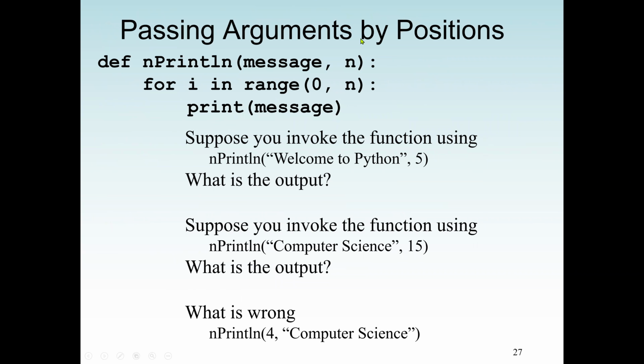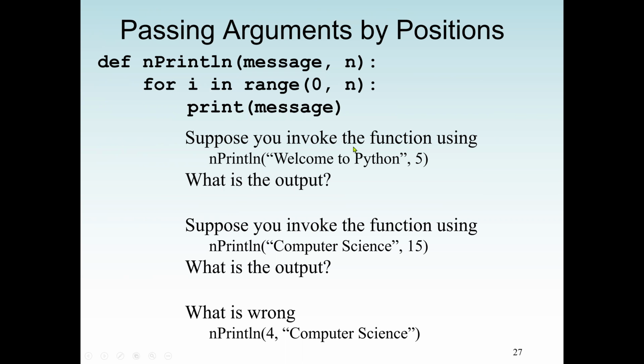Also, we can pass arguments by position, which is very important. So we have a function named n_println. It takes two arguments, message and n. And what it does is that it uses a for loop. The range will be from 0 to n, which means if n is 5, it's going to do something 5 times. If n is whatever value it is, it will do it because it's starting from 0 instead of 1. Then we say print message. So if the message is Charles, it's going to print Charles 5 times.